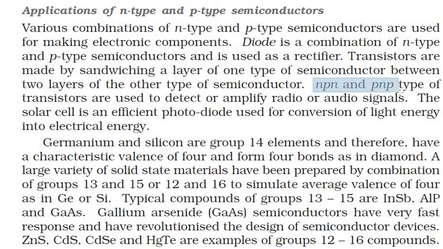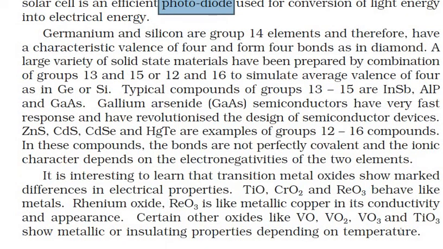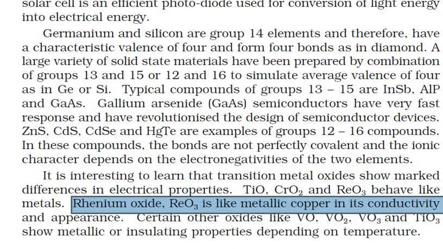This is NPN and PNP, which are used to amplify radio signals or audio signals. Also it is used in photodiodes, okay. Moreover, one more example you need to remember, this is an application, rhenium trioxide, which behaves like a metal, and rhenium oxide, which we say is like metallic copper in its conductivity. So I hope this is clear to you.